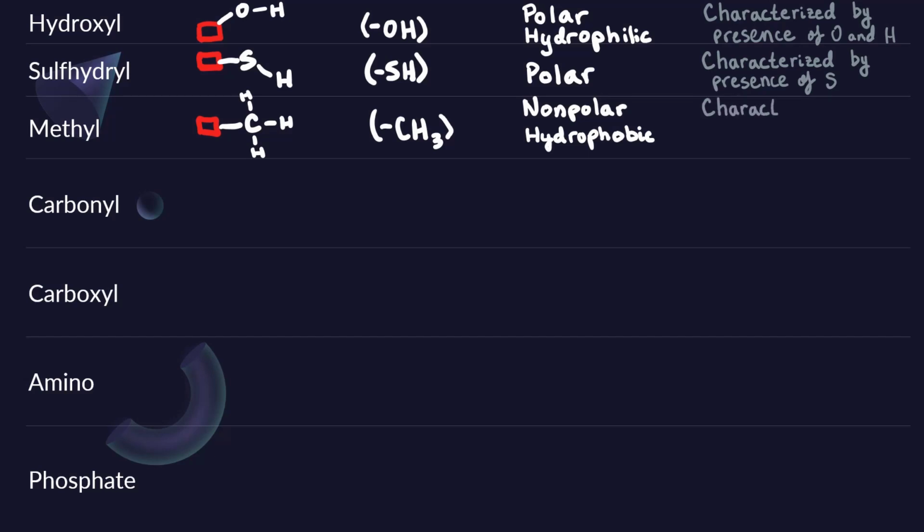So this is characterized by carbon with 3 hydrogens, okay? The carbon and hydrogen simple structure. Next we have our carbonyl.